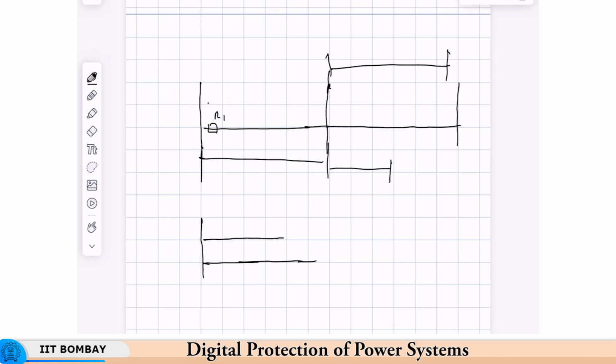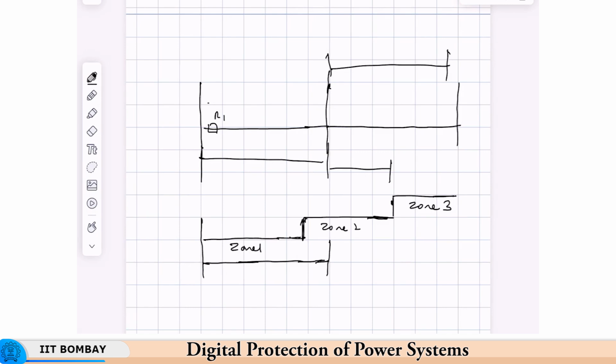Then after this I am drawing in terms of the line distances. After about 80%, zone 2 will start, which will go up to either 120% of this line, or up to 50% of the next line if the lines are short, and then the next longest line. So, this is zone 1, zone 2 and zone 3.